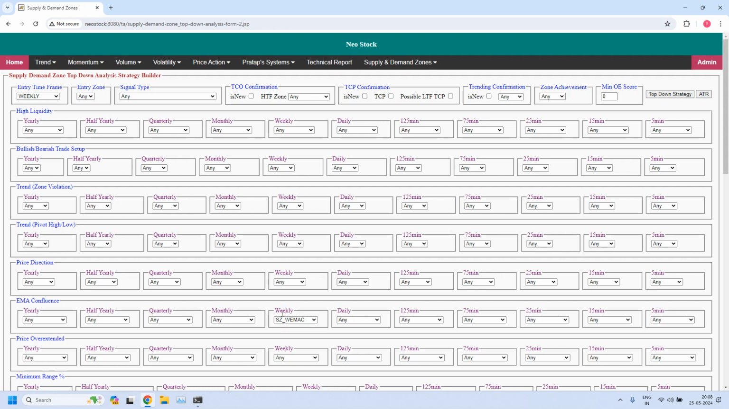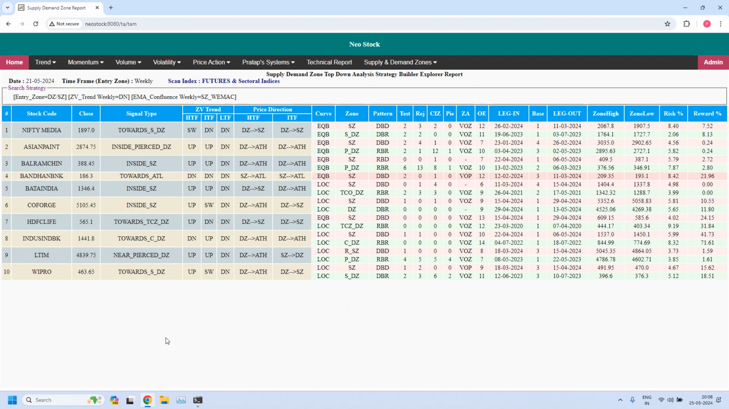But this trend is, supply zones mean short trades. So in a downtrend, short trades make more sense. That is the reason why, for the zone violation trend in the weekly time frame, I am selecting a downtrend. Such a combination is a high probability setup. So 10 stocks are filtered. These 10 stocks have zone violation trend as a downtrend and their supply zones have weekly EMA confluence. So from these 10 stocks, you can plan your bearish trade setups.